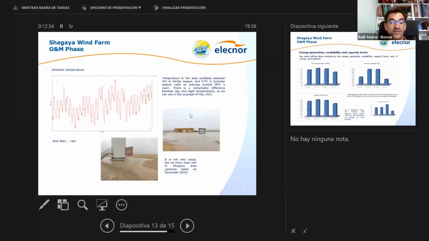Also, the ambient temperature, as all our colleagues said, is maybe the most challenging aspect of the Shagaya area, affecting a lot the performance of the turbine and the electronics inside. Sometimes we also have rain, which is not common there, but it happens. This picture is from December 2020. And the sandstorms force the local site staff to evacuate the area in any sandstorm we face.